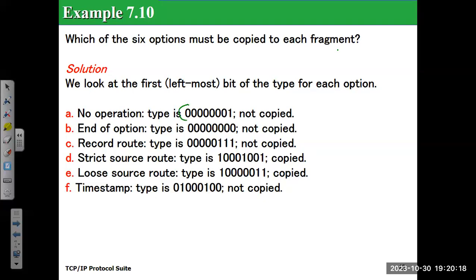We are looking at the first five. If it's zero, that means not copied. Zero, none. Zero, none. One, copied. One, copied. And zero, not copied.